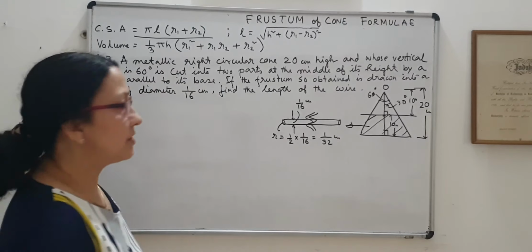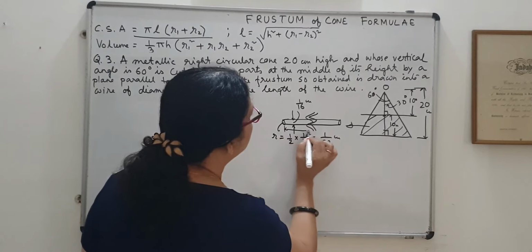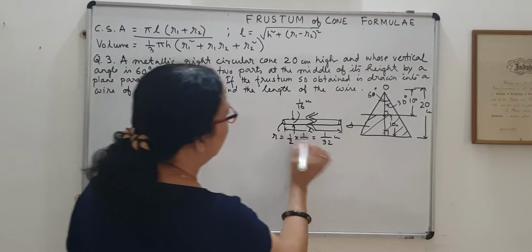So these are the dimensions. Now what you have to find is the length of the wire. Suppose L is the length of the wire. So you have to find L.